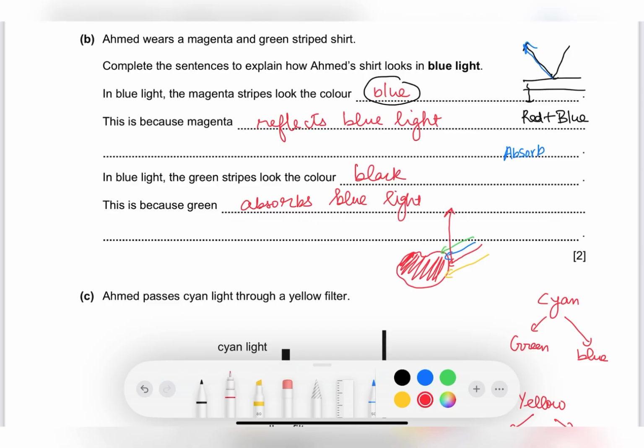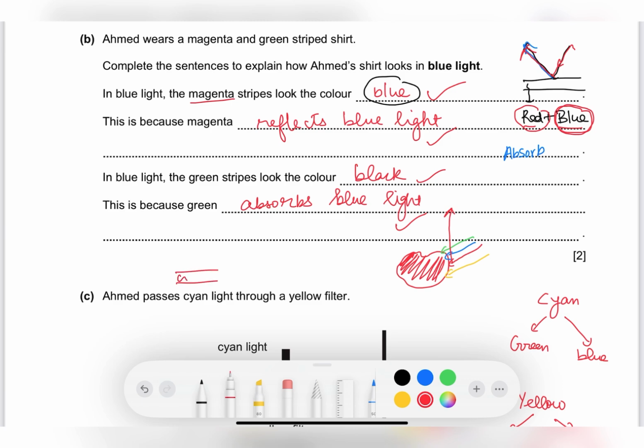So if magenta is composed of red and blue colors, that means it will only reflect blue color and red color. Because blue light was falling on it, it was reflecting blue light. That's why it will appear blue. This is because magenta reflects blue light. In blue light, the green stripes look black, because green stripes will absorb blue light. All right? Okay? Yes or no?